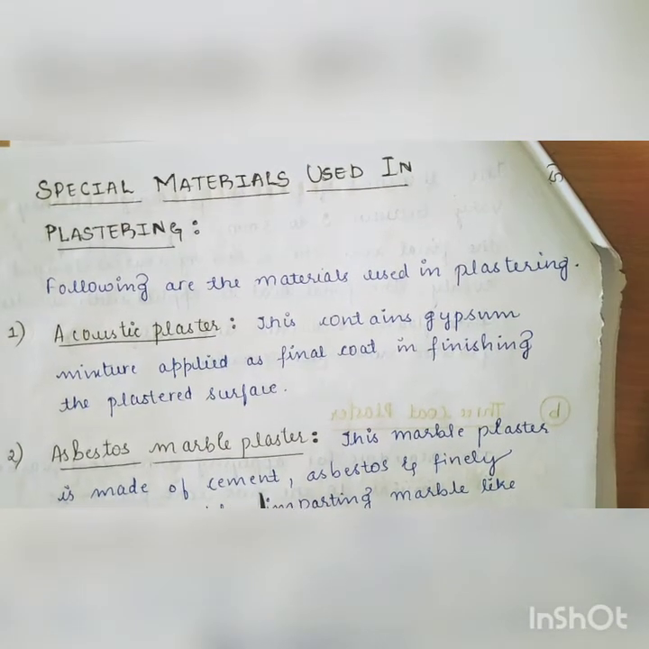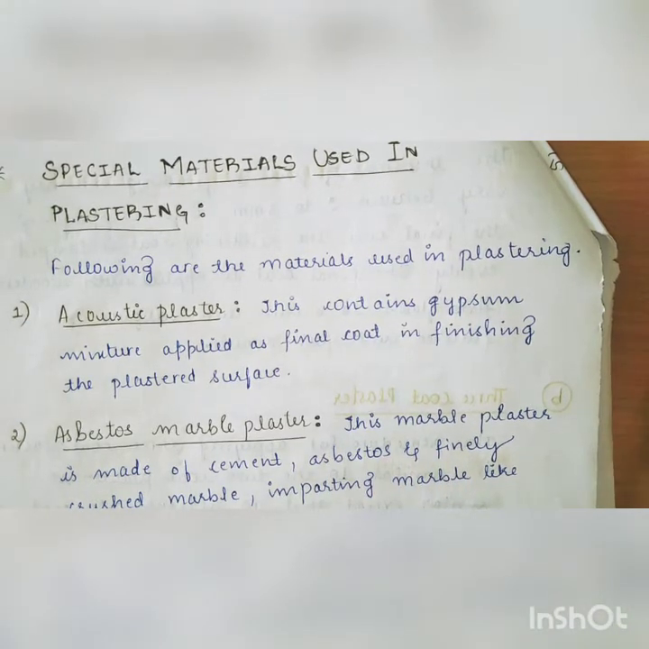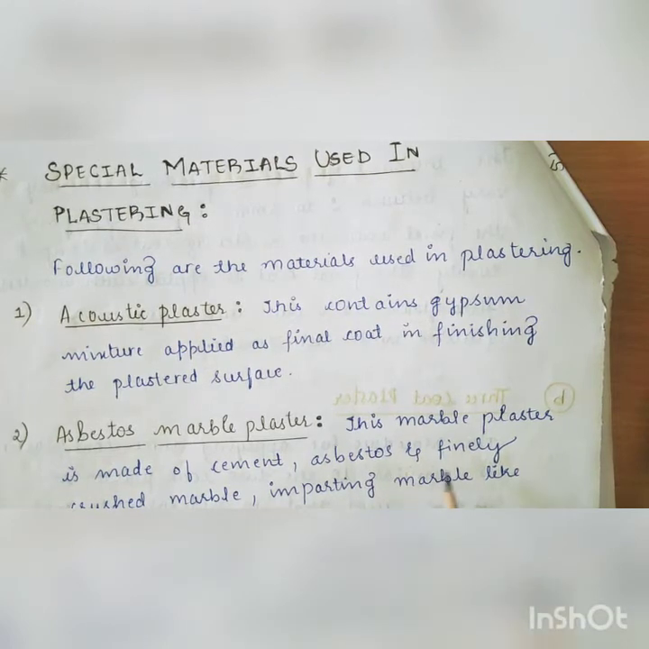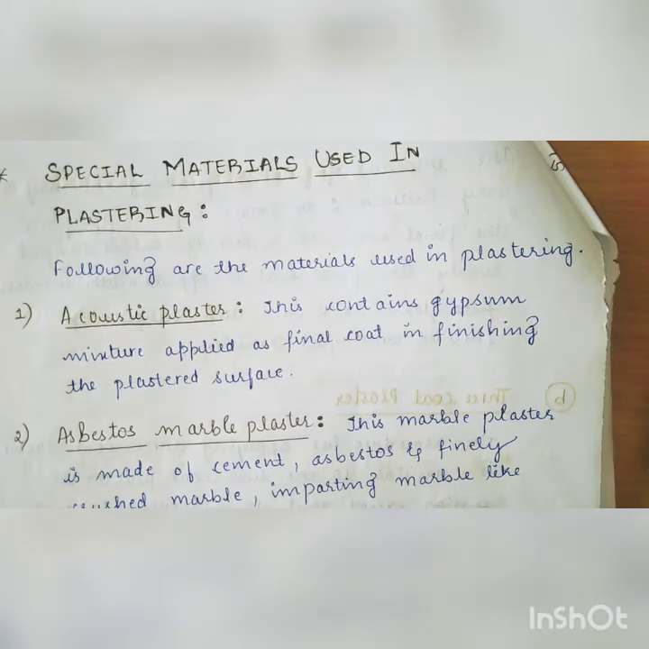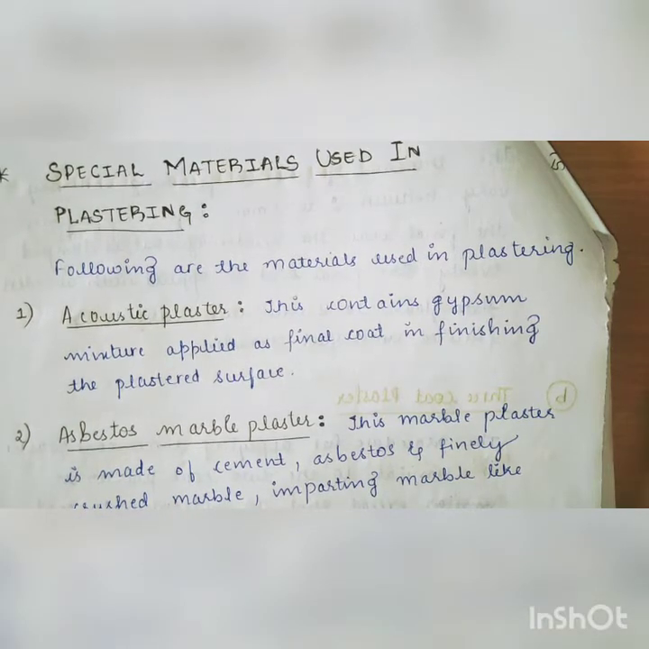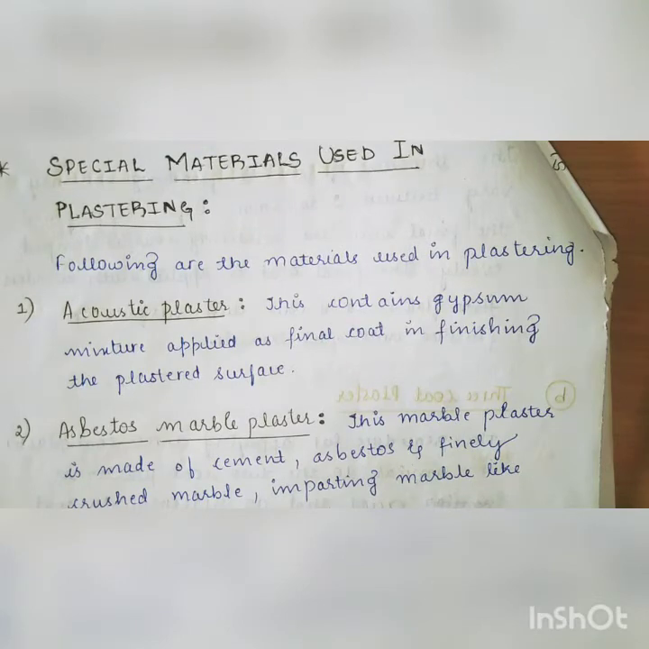Next one is the asbestos marble plastering. Here this marble plaster is made of cement, asbestos and finely crushed marble, imparting a marble-like finish. It is a mixture of cement, asbestos and finely crushed marble stones. Why are they using marble stone here? It gives a marble-like finish. For that purpose they use the marble stone in the asbestos marble plastering.